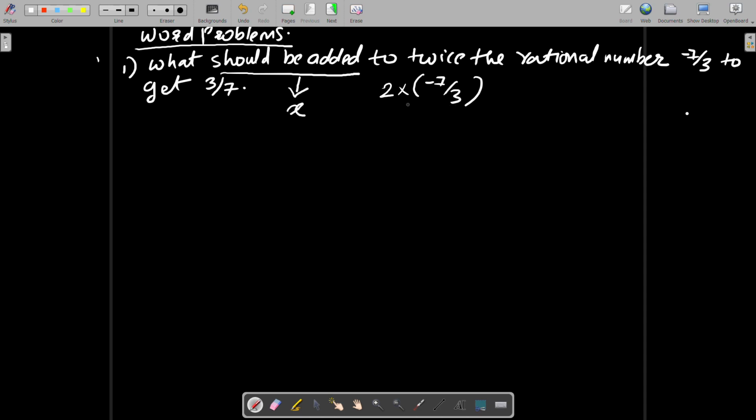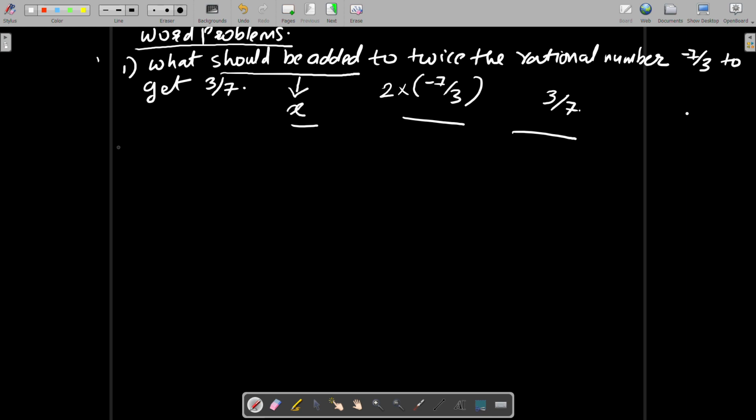Now if we add some unknown number to twice the rational number, what we should get? We should get 3 by 7, right? So this is the form of the equation we are having. Hope you understood. Let us see one more time. The question is saying, what should be added to twice the rational number minus 7 by 3 to get 3 by 7? So what should be added means we have to add some number to twice the rational number to get the result 3 by 7, right? The same thing we will put in the equation.